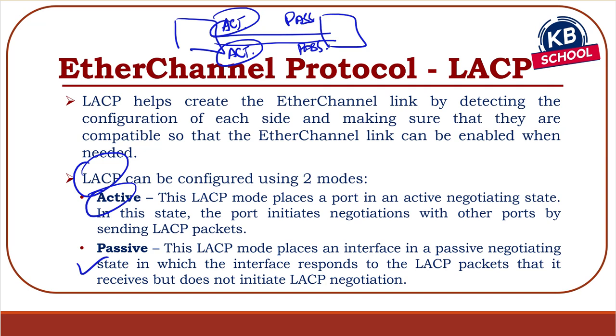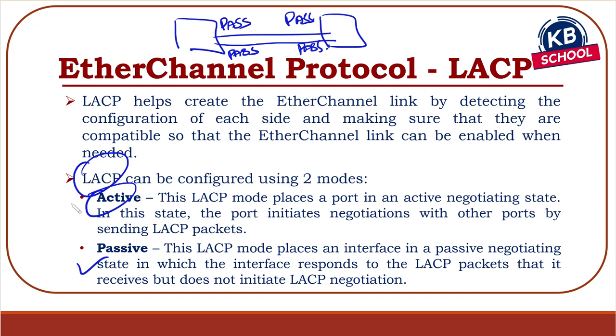What happens if I set both of them to be passive? This is a problem because it's like two shy people in the room. No one will initiate the conversation. Because no one initiates a conversation, the ether channel does not come up. So you cannot have both sides set up as passive. At least one of them has to be set as active. As long as you set one as the active one, the other one will respond as long as it's passive. But it has to be LACP.